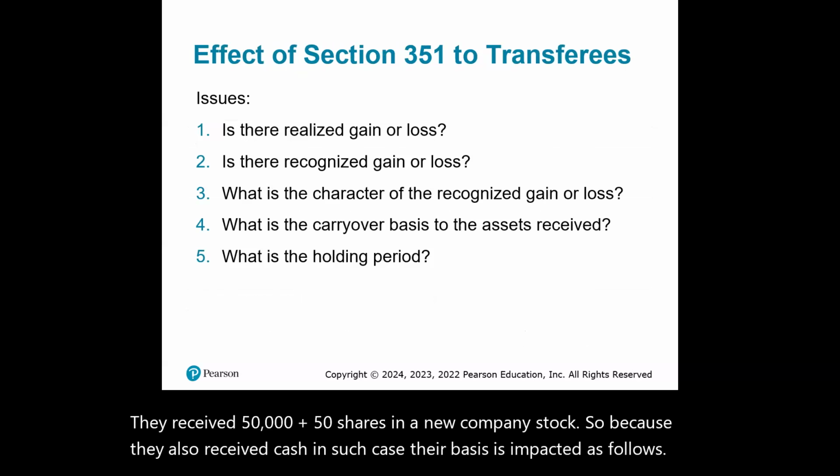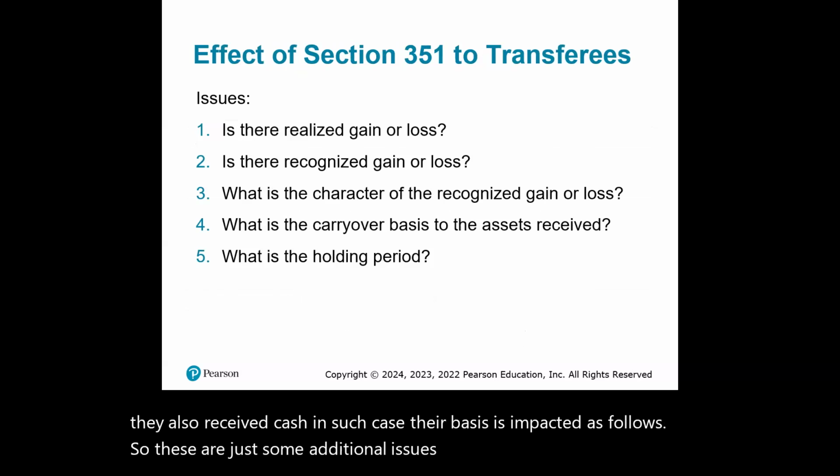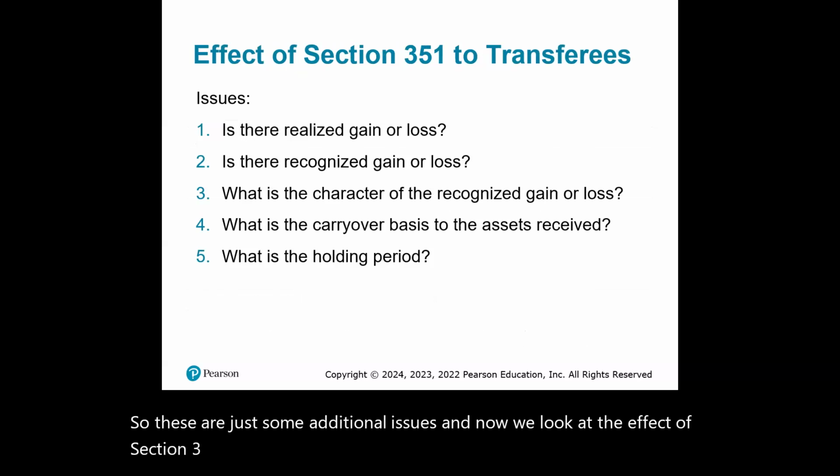So these are just some additional issues. And now we look at the effect of Section 351 on the transferees. So this is the corporation. What is the impact for the corporation?